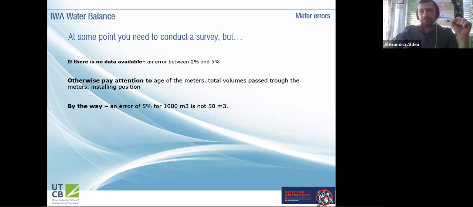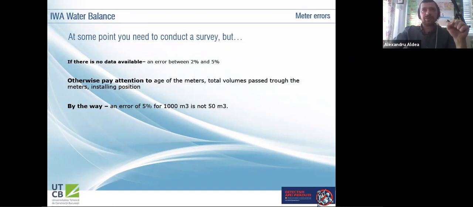And by the way, this is something that I knew at the beginning, then I forgot. Then some years ago, I spoke with Roland and he reminded me again. An error of 5% for 1,000 cubic meters is not like 50 cubic meters.